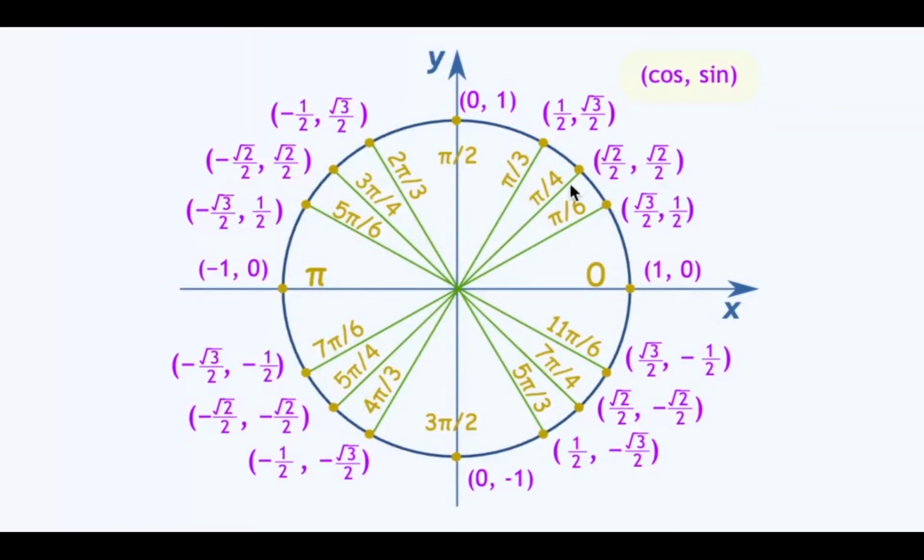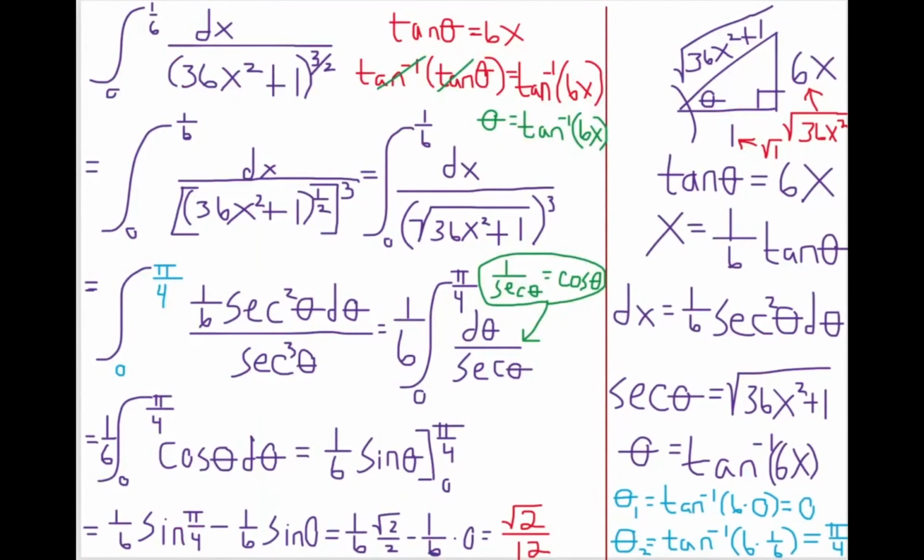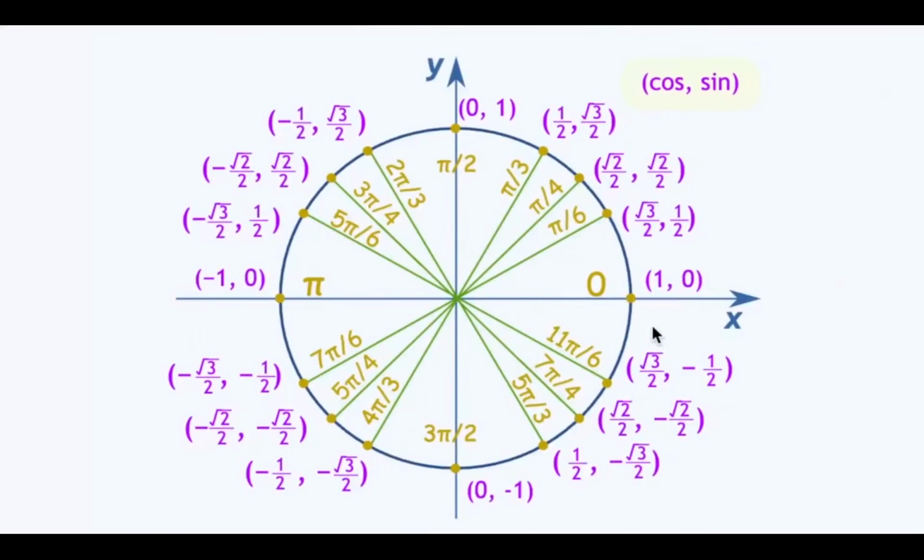But if you remember, for inverse tangent, it's restricted from negative pi over 2, which is the same location as 3 pi over 2, all the way to pi over 2. So it's just going to be pi over 4 then. That'll be our angle that gives a tangent value of 1. So in other words, inverse tangent of 1 is equal to pi over 4. And that's what we see down here. Okay. Let's go ahead and just show you here too.